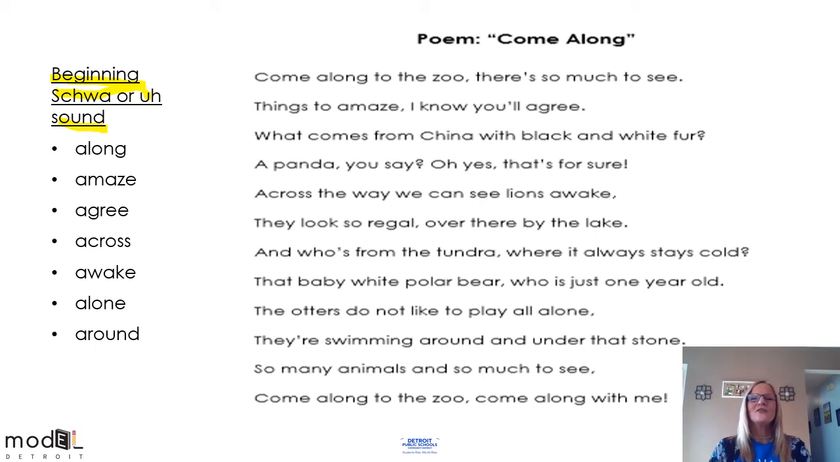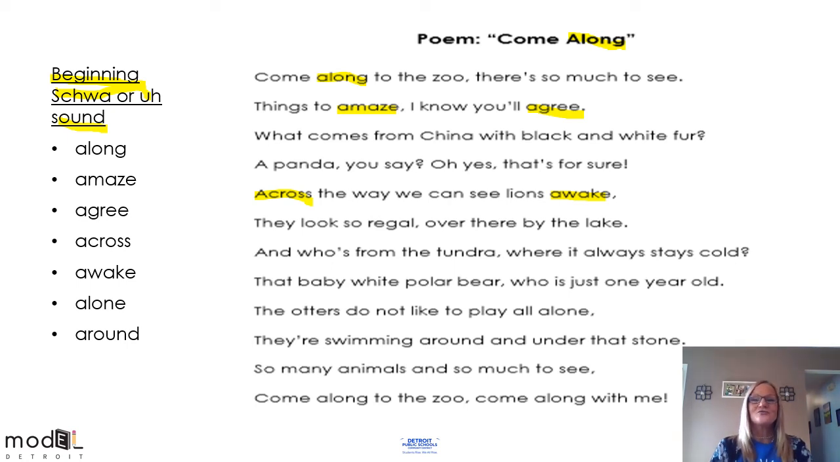Our poem is called Come Along. I think we already found one. Along. Come along to the zoo. There's so much to see, things to amaze. I know you'll agree. What comes from China with black and white fur? A panda, you say? Oh yes, that's for sure. Across the way, we can see lions awake. They look so regal over there by the lake.